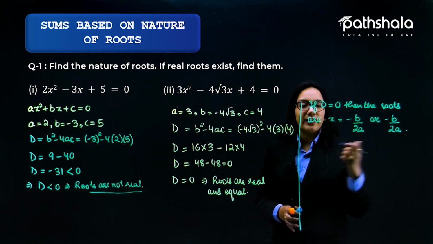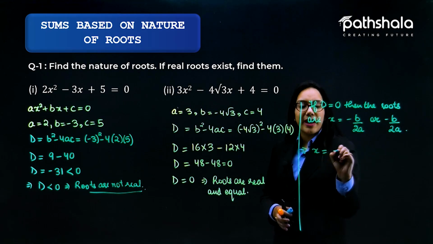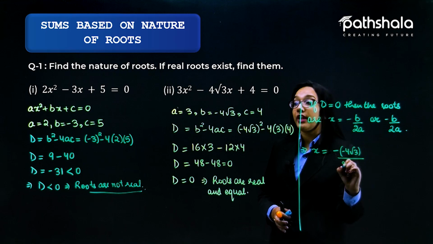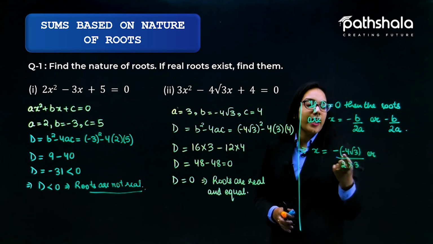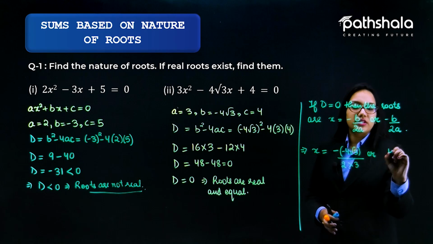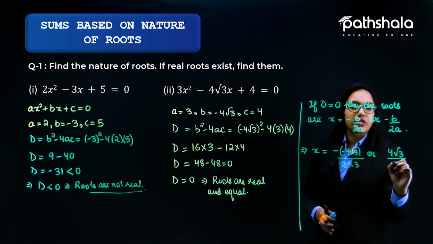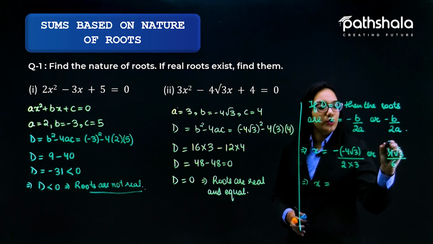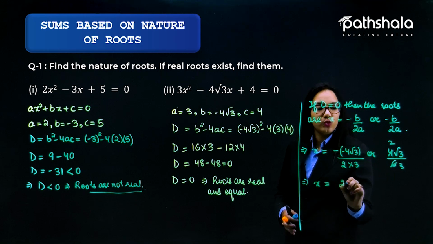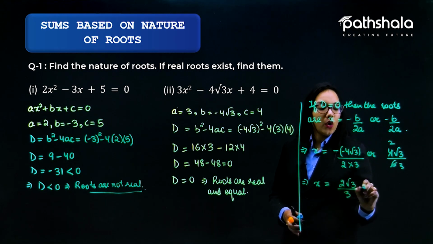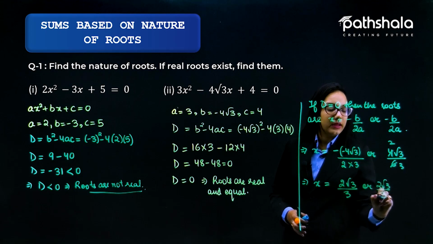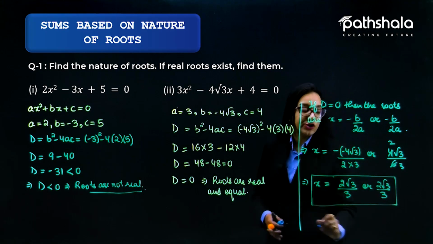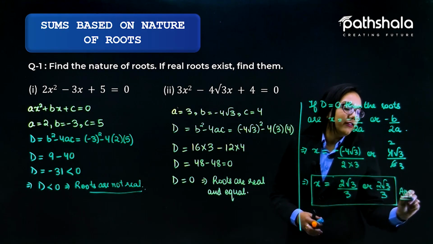So let's substitute all the values over here. This would be x is equal to minus b, which is minus of minus 4 root 3, divided by 2a. The value of a is 3, and similarly again we have this value as it is. So this is 4 root 3 divided by 2 into 3, which is 6. Furthermore, we can write it as 2 root 3 by 3 or 2 root 3 by 3, meaning both of these are the roots of this quadratic equation, and this is the answer for the second part.